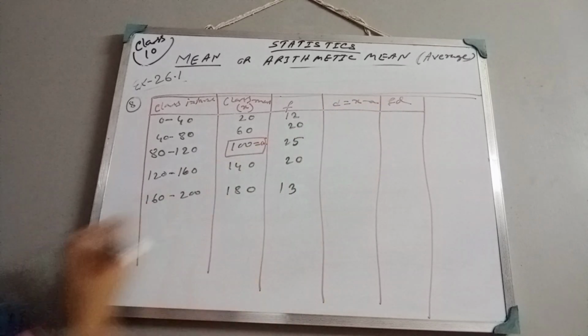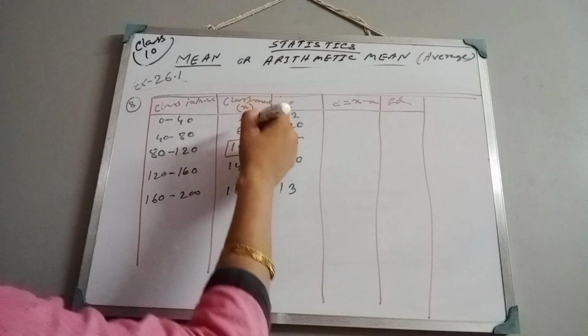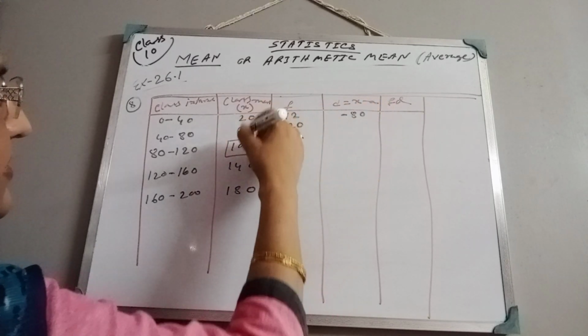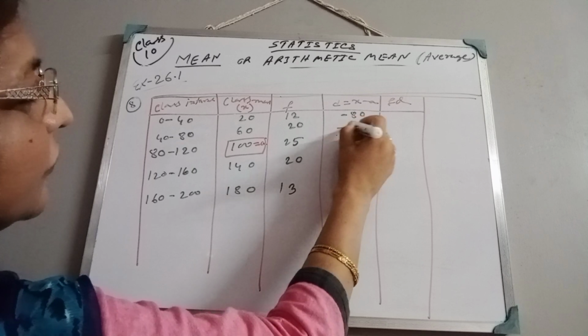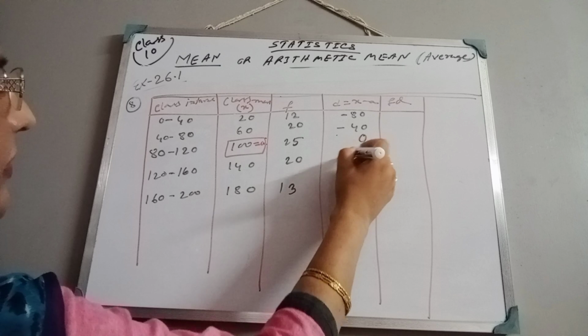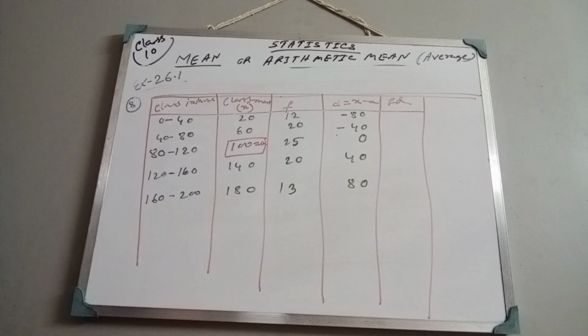d equals x minus a. x minus a means 20 minus 100, so minus 80. 60 minus 100, minus 40. 100 minus 100, 0. 140 minus 100, only 40. 180 minus 100, only 80.